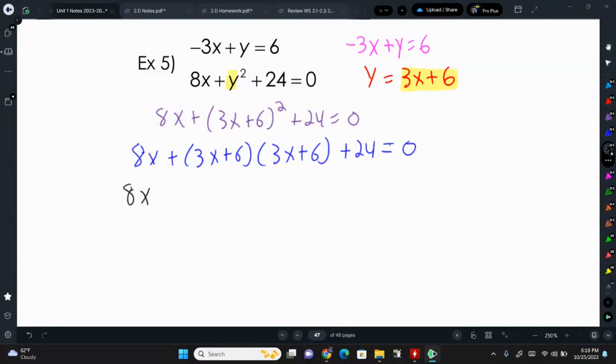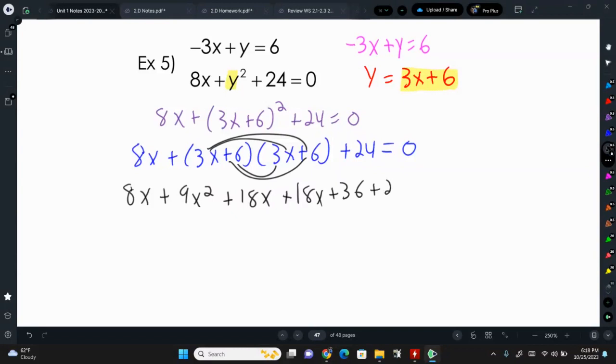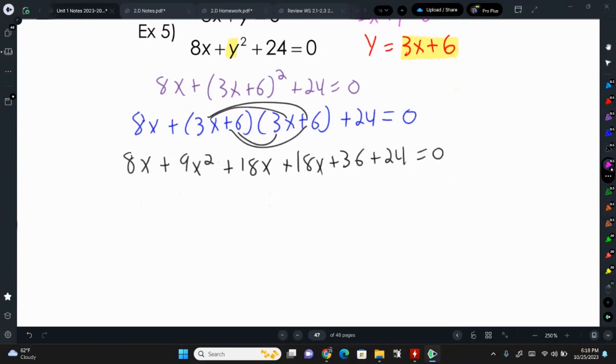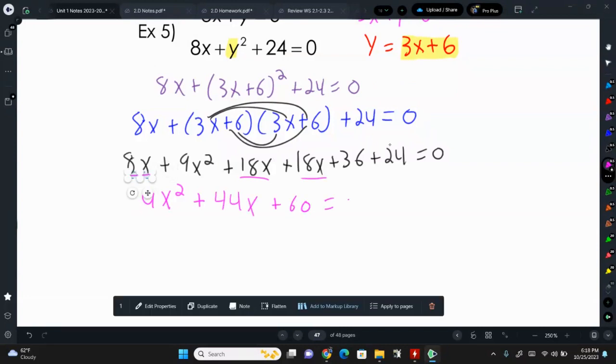So we have 8x plus, and we have to FOIL this, 3x times 3x is 9x squared. 3x times 6 is 18x. You have another 18x plus 36 plus 24 equals 0. So now we got to combine all of our like terms. We have 9x squared. We have 8x plus 18x plus another 18x. So that will give us 44x. And then plus 60 equals 0.